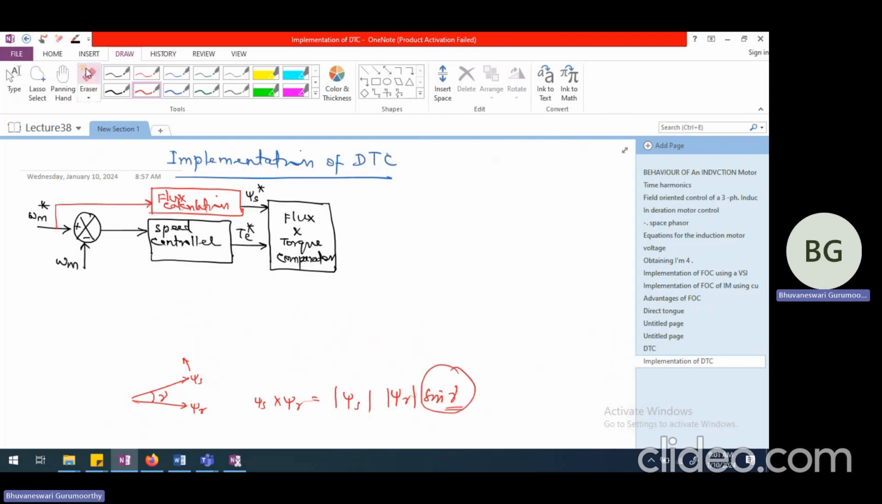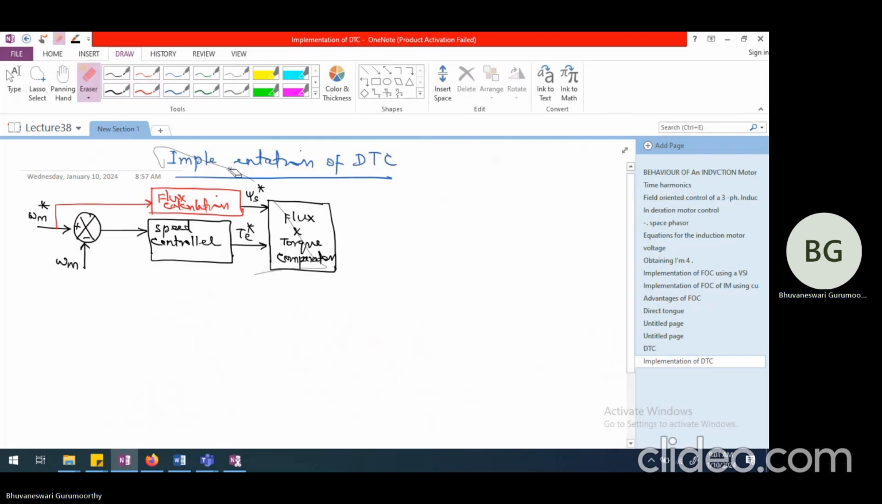This is what we were talking about initially when we wrote the expression for the torque. So now, whatever is the comparator output, whether the error is positive or negative or zero, this is going to be delta psi, or psi error. Let me write this as psi error rather than delta psi. So this is going to be psi E, and this is going to be torque error.